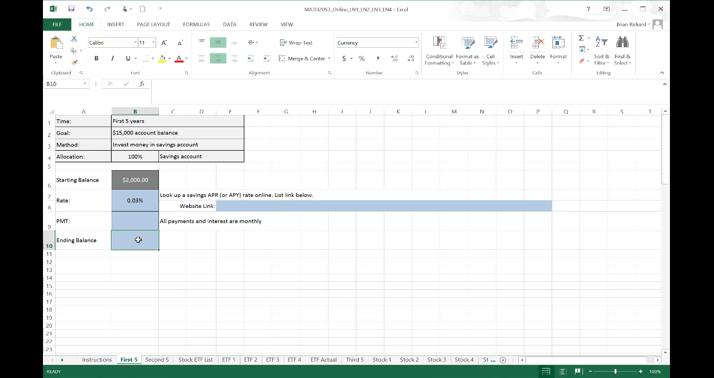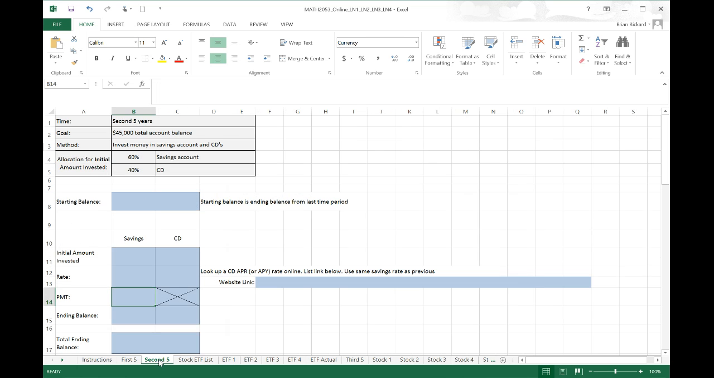For the rate that you find, generally what you're going to find is an APY, which doesn't tell us anything about how often interest is compounded. Since we need to know how often it's compounded for this project, we're just going to assume everything is monthly. All payments, all interest, everything in this project, we're just going to assume is monthly, just for simplicity. All right, so that's the end of the first 5-year period.